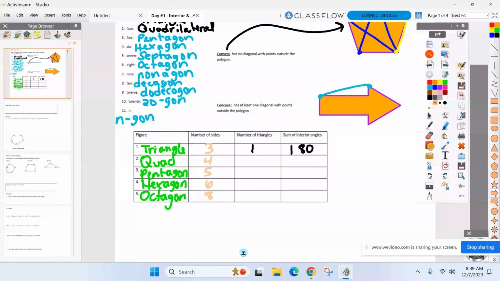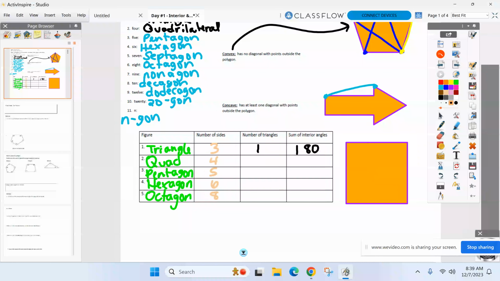All right, so let me put my quadrilateral back up here. Here's what I mean by number of triangles. You are only allowed to start at one vertex and stay there. And then you draw in as many diagonals as you can from that vertex only. So in a quadrilateral, that's the only diagonal I can draw in.